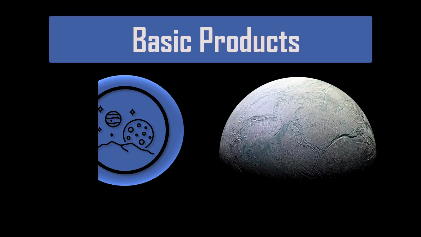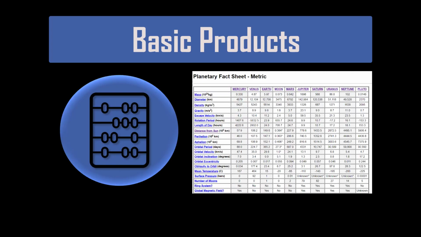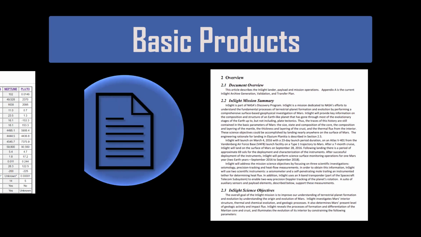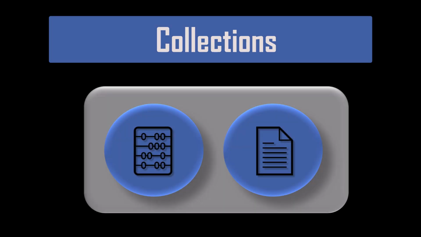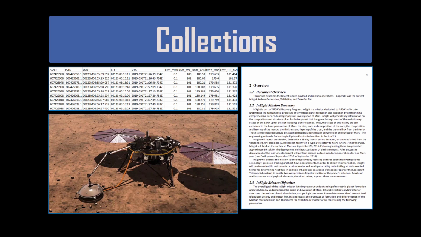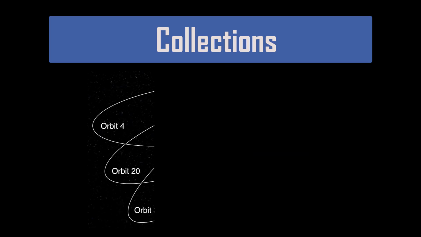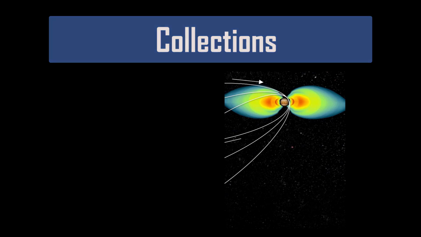The base level of each archive is the basic product. These are the individual files that you wish to store in your archive. They can be images, data files, documents, or anything else relevant to your investigation. Basic products that are related to each other are then grouped into collections. These collections can be organized in whatever way best suits your investigation. Some examples include collections of different types of data, or collections divided by different instruments or different orbits. You can have as many collections as you need.